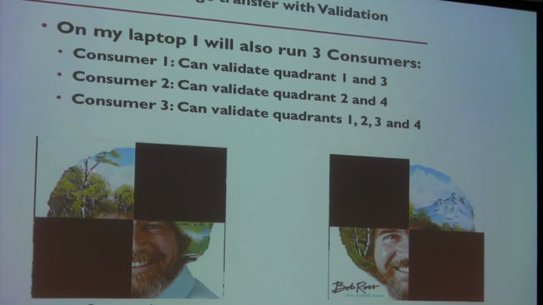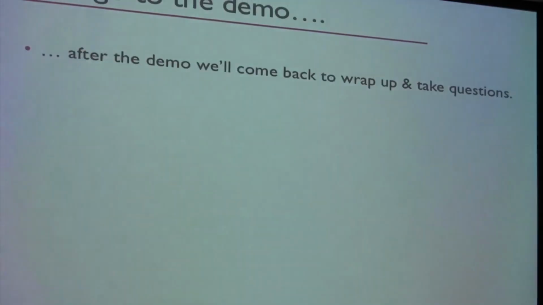Consumer 1 is going to be able to validate quadrants 1 and 3. So each of those 4 producers is producing a different quadrant of the picture. Consumer 1 can validate quadrants 1 and 3. Consumer 2 can validate 2 and 4. And then consumer 3 could validate all of them.